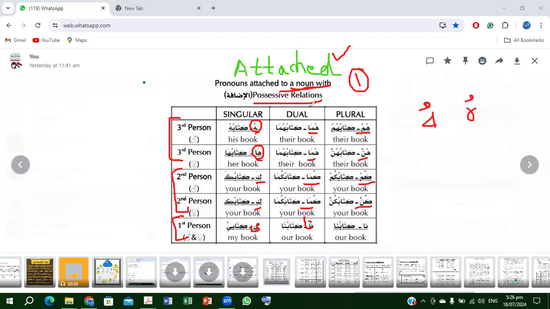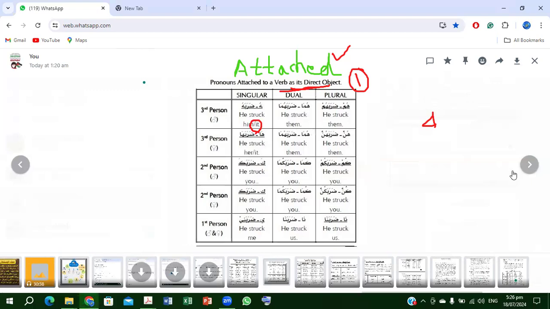Is that clear? These attached pronouns? Yes. Okay, barakallahu feekum. Now we'll move to the other type of attached pronoun. So let me go to the next picture. Would you like to come on mic? What is written here now?